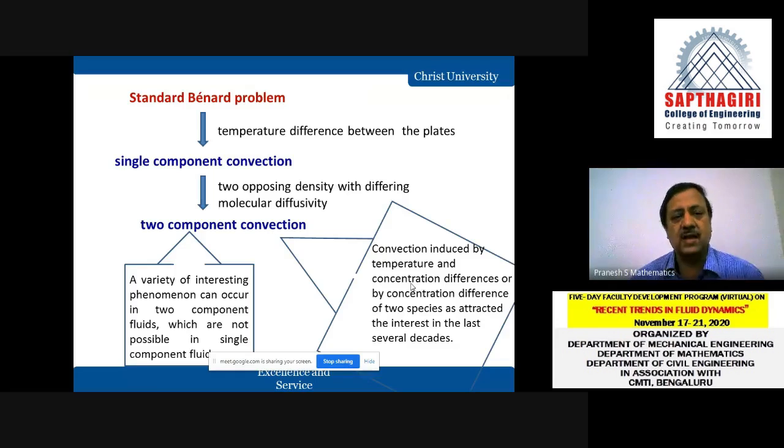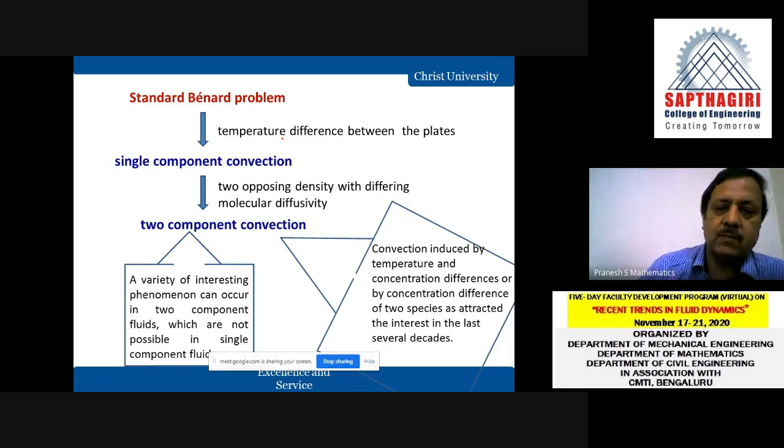So we have a standard Bénard problem, which is caused by the temperature difference between the upper and lower plate, and in the literature this is termed single component convection. In addition to temperature, if you add a solute, that means there are two opposing densities with differing molecular diffusivity. We call this two component convection.